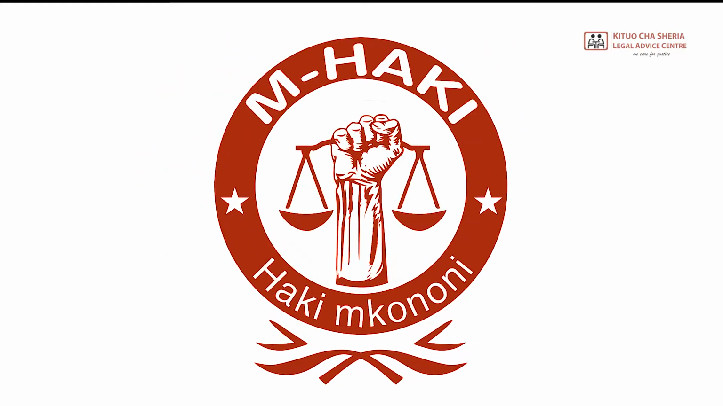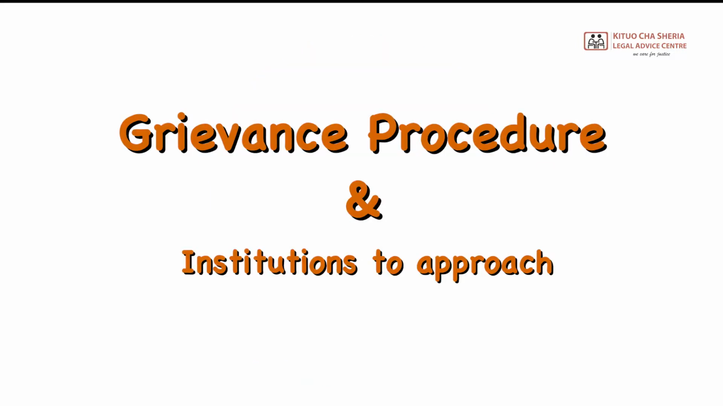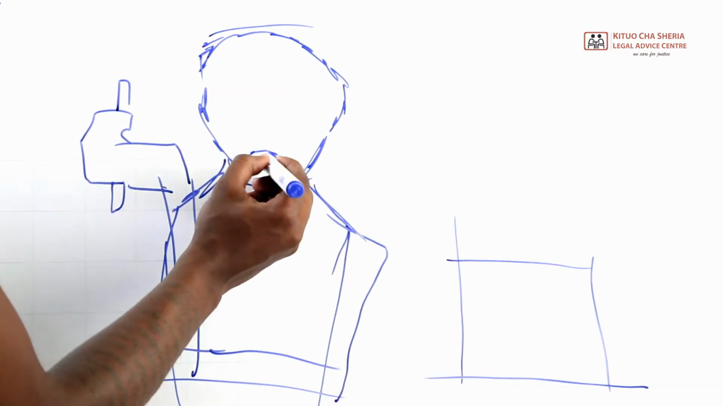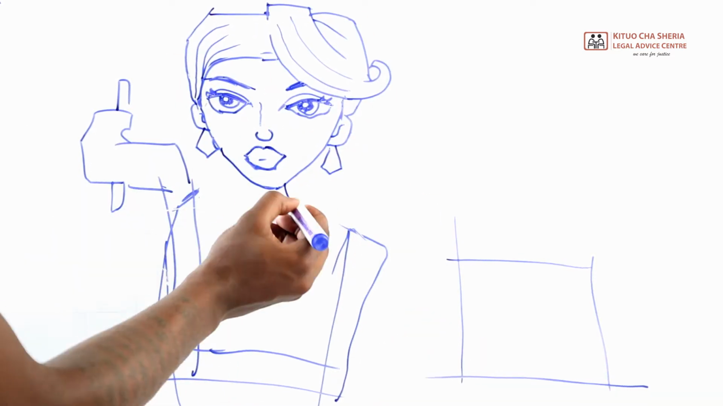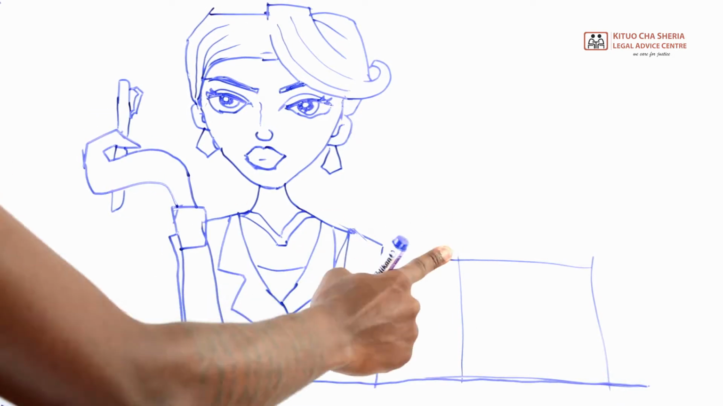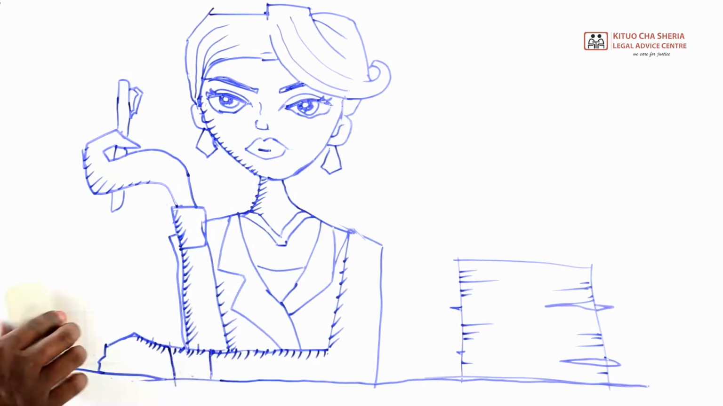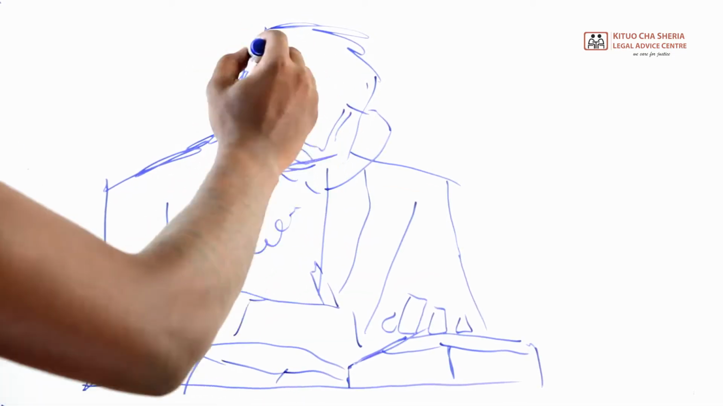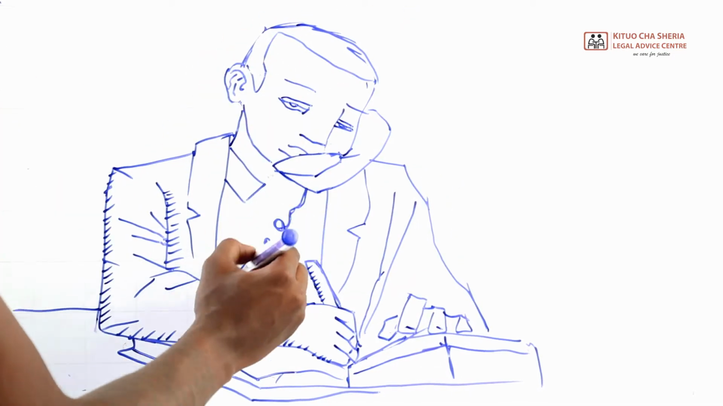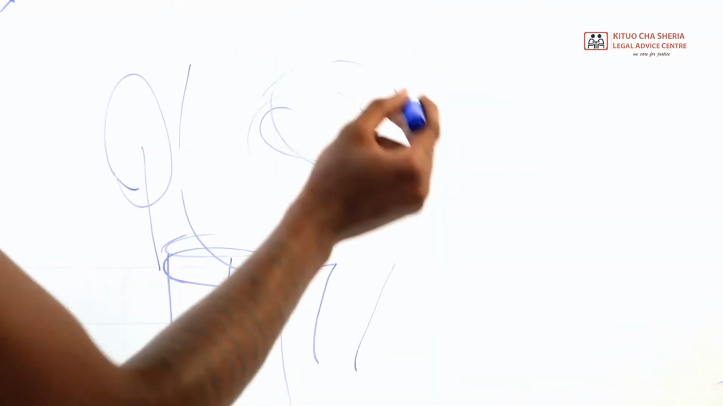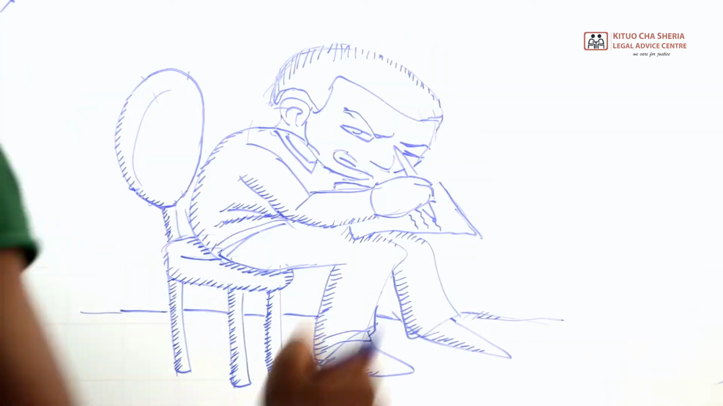Haki mkononi. Grievance procedure and institutions to approach. If an employee is not a member of a trade union, he or she should present their complaint or grievance to the immediate supervisor. If there is no action taken, the employee should set an appointment with management. If the matter remains unresolved, then the employee should file a complaint at the nearest Labour office.